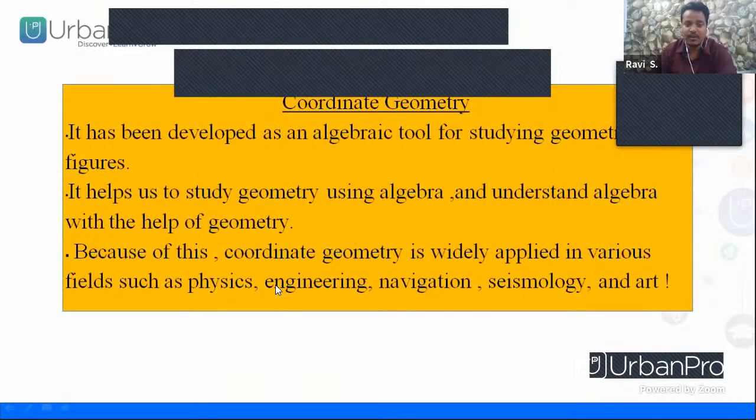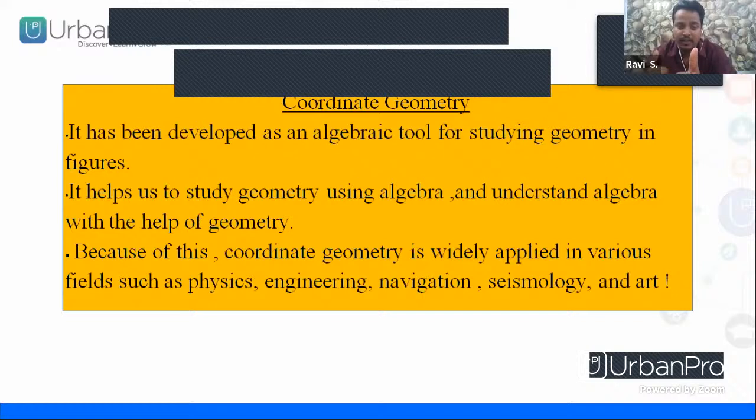Before we start, let me give you a brief introduction to coordinate geometry. Why are we reading it? It has been developed as an algebraic tool for studying geometric figures. Geometric figures, as we know, can be a triangle, a circle, anything. This provides us the benefit of studying geometry through figures. Secondly, it helps us study geometry using algebra. Earlier we used to find just the numbers and the length of the side, then we used to find the area. What if you could calculate the area using algebra?